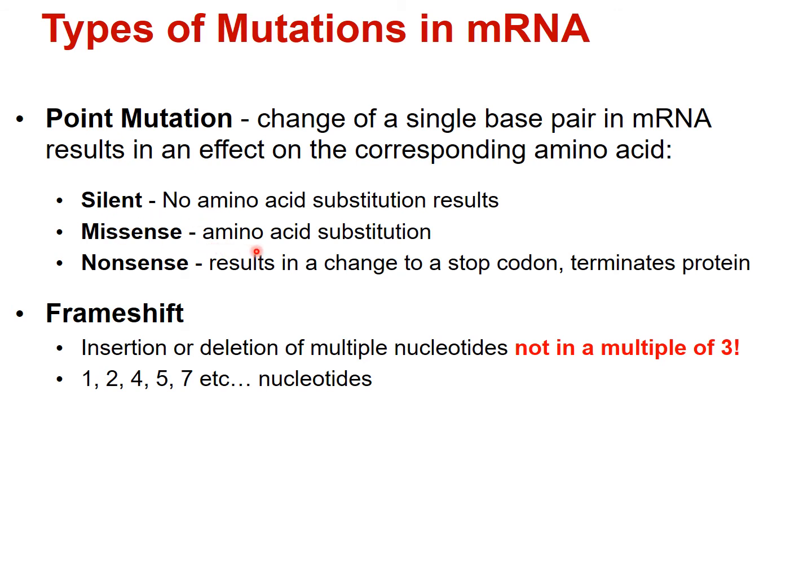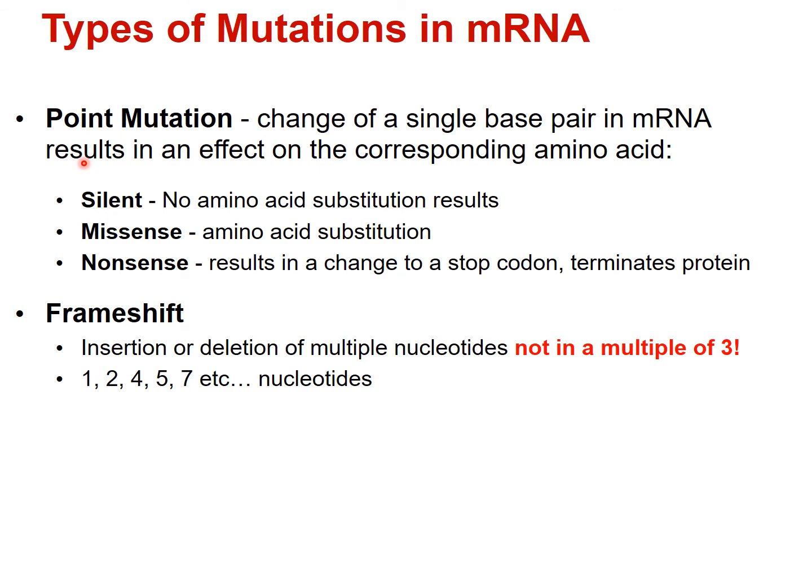There are missense mutations, where a change in the codon results in a different amino acid being incorporated into the protein. And then there are nonsense mutations. These are mutations that result in a change from a particular amino acid to a stop codon, so it terminates protein synthesis prematurely. The other class of mutations that we're going to consider here are frame shift mutations. These are when you get an insertion or a deletion of nucleotides. In the previous point mutations, the same number of nucleotides were in the coding sequence for the protein.